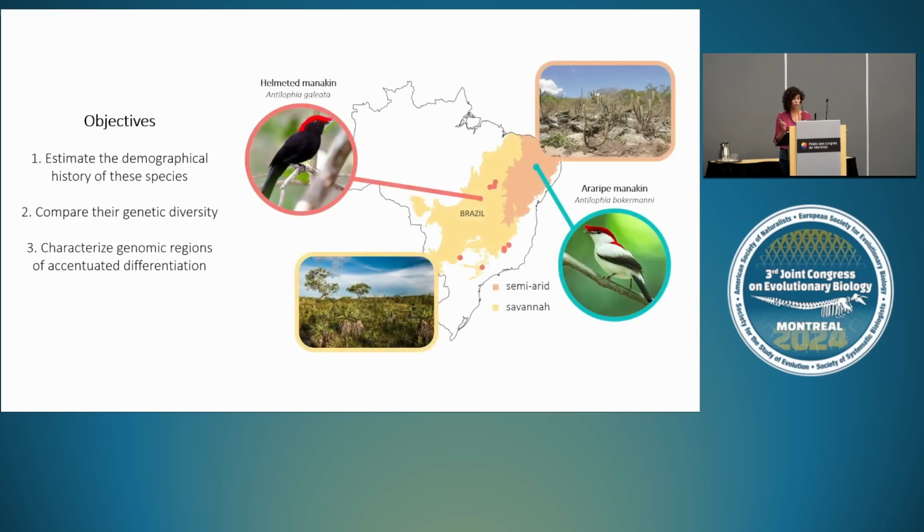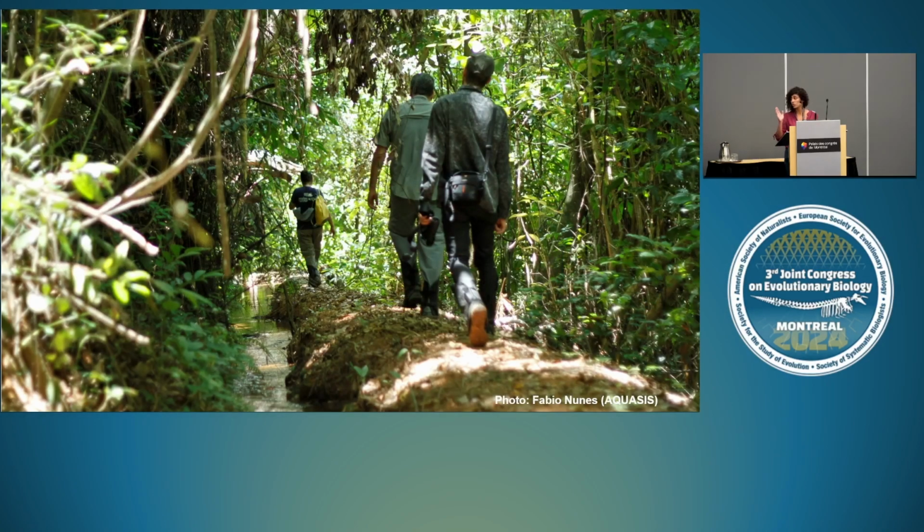And to this end, we used museum samples from Antilope galeata from the north of the distribution, that is the closest possible to the Antilope bokermani population, but also some populations from the south where there is this ecotone with the rainforest below. For the Antilope bokermani, we counted on a collaboration of our colleagues that work directly on preserving this species of birds. They do a great job in managing their numbers, such as creating those little creeks to expand their habitat and give them more conditions to thrive.